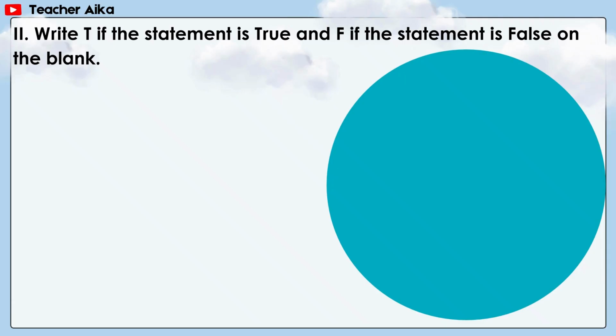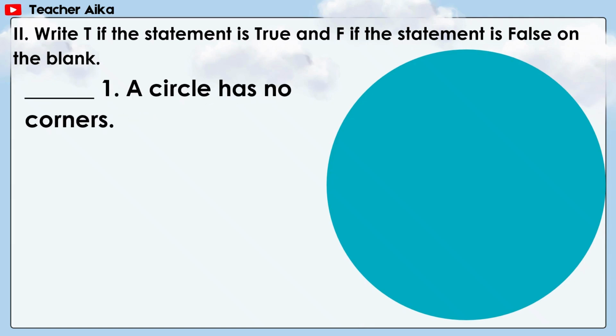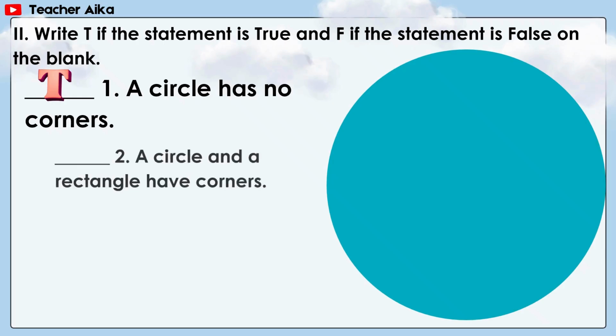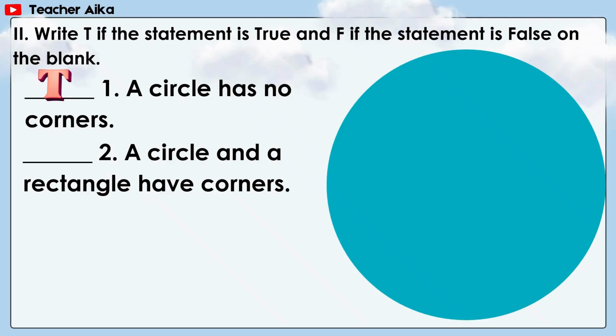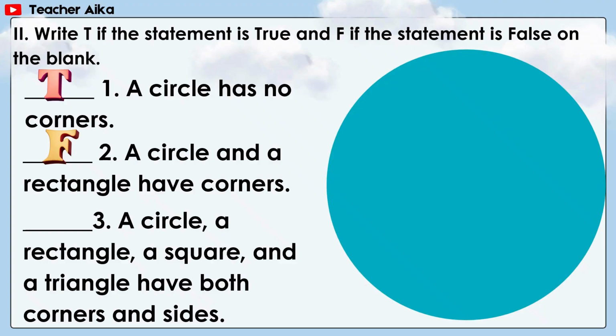Next, write T if the statement is true and F if the statement is false on the blank. 1. A circle has no corners. The answer is T. True. 2. A circle and a rectangle have corners. The answer is F. False. 3. A circle, a rectangle, a square, and a triangle have both corners and sides. Answer is F. False.